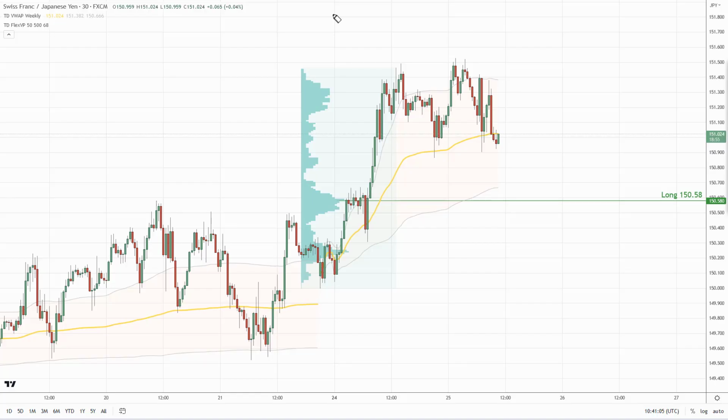Today I'd like to talk about the Swiss franc Japanese yen. You're looking at a 30-minute time frame of the Swiss franc Japanese yen, and I'm working with the TradingView platform and my custom-made volume profile and view up indicators.